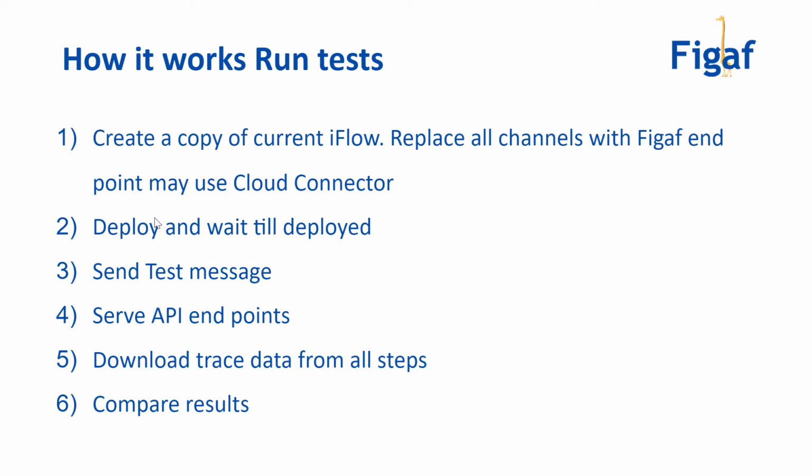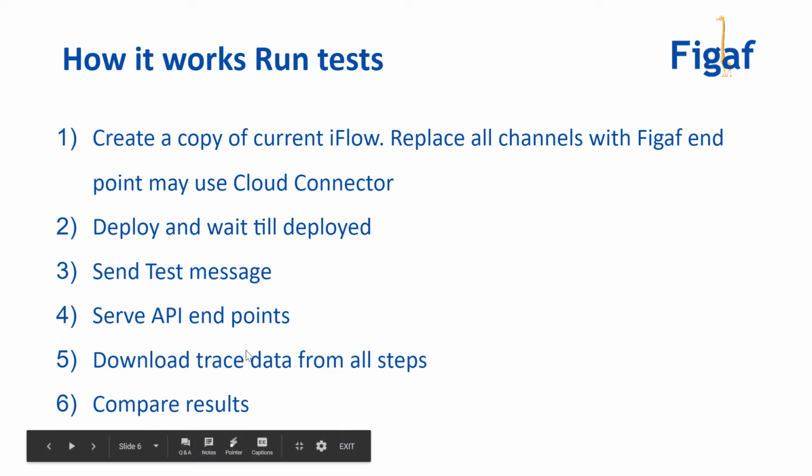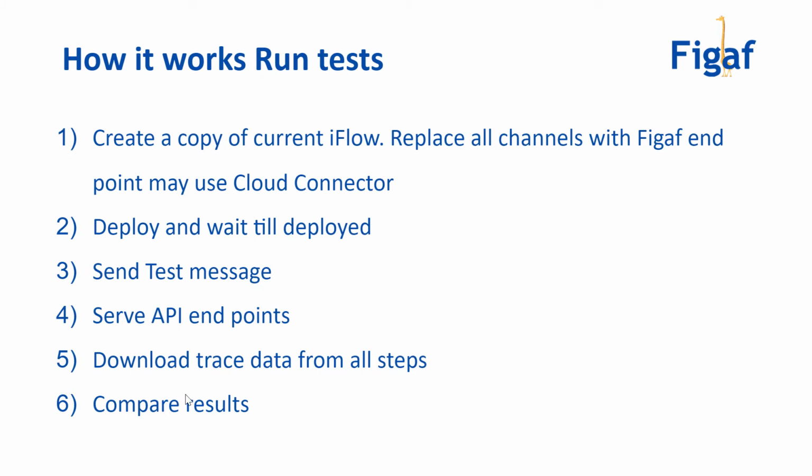Next up, we want to run our current configuration. What it will do is take the iflow that you have created, replace our channels as we have seen before, deploy it, and wait until this iflow has been deployed. Once it's been deployed and started, it will then send a test message. It will serve all these API endpoints so that whenever they're called, it will validate that it looks the same. It will then download trace messages from all steps, and then compare results.